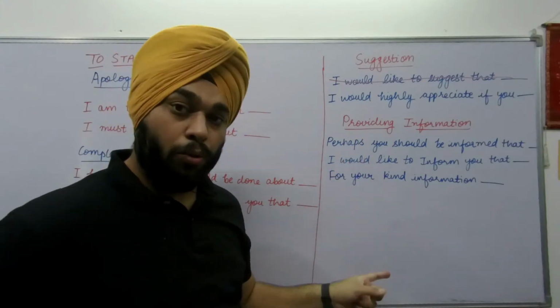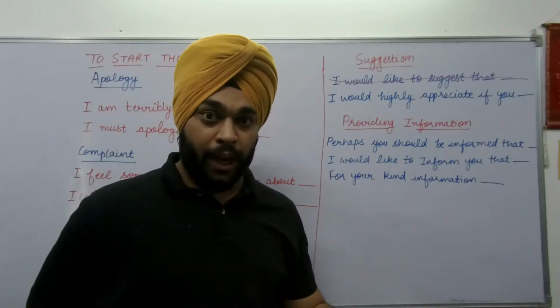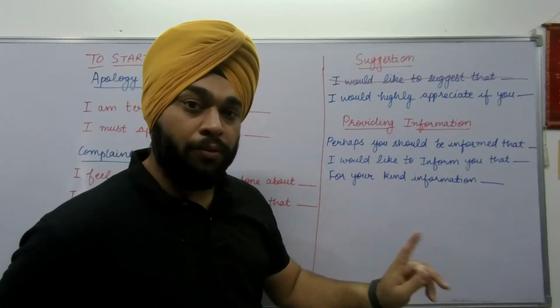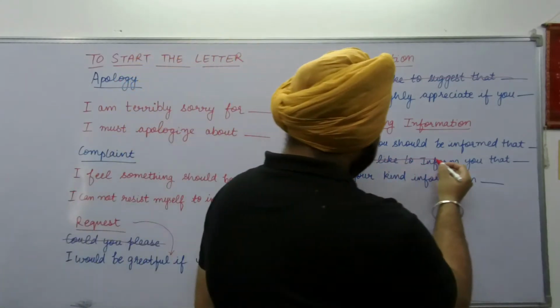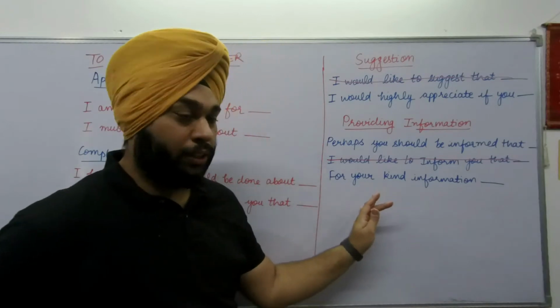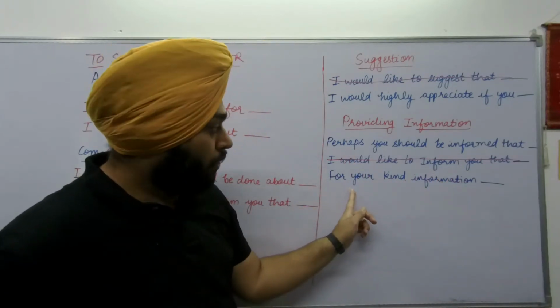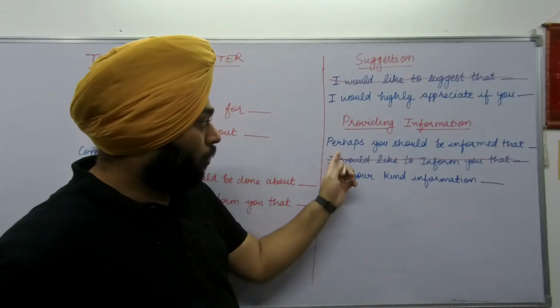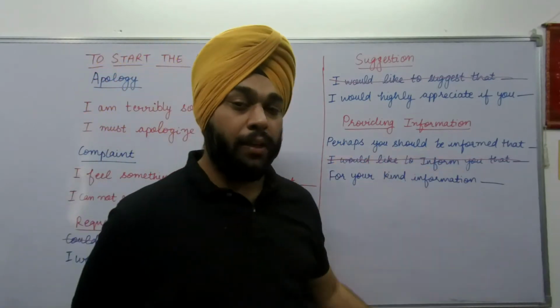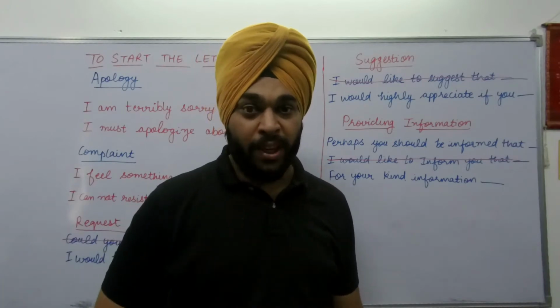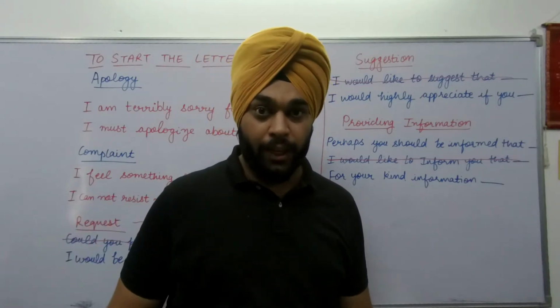Now, if you can see here, providing information. So this is the most common sort of template that is used in most of the letters. So this is a simple one. I would like to inform you that. So you should ignore this. Instead of writing, I would like to inform you that, you must write for your kind information, or perhaps you should be informed that. So take a screenshot of all these templates and try using them when you write the letters.